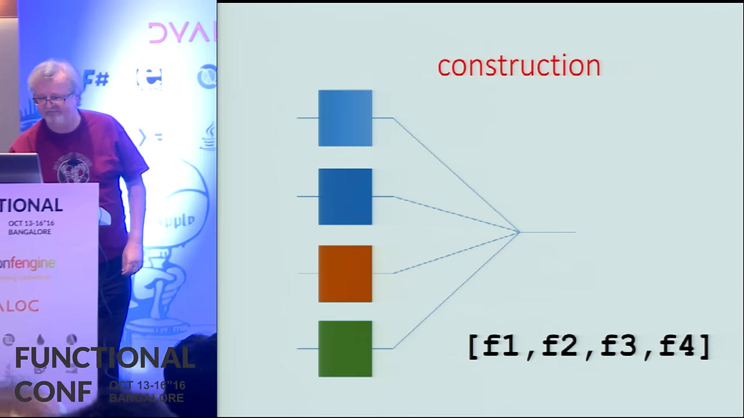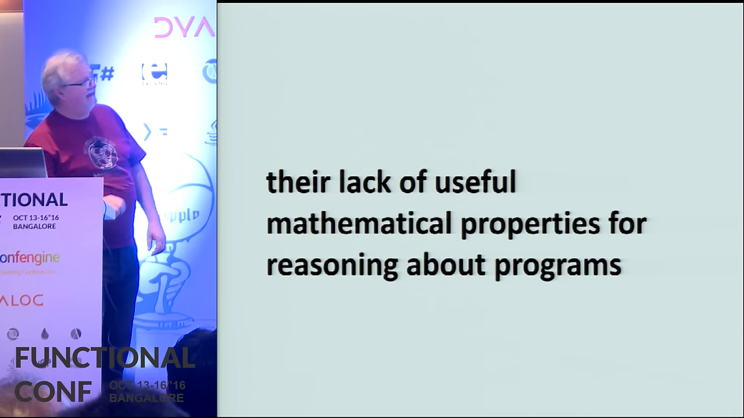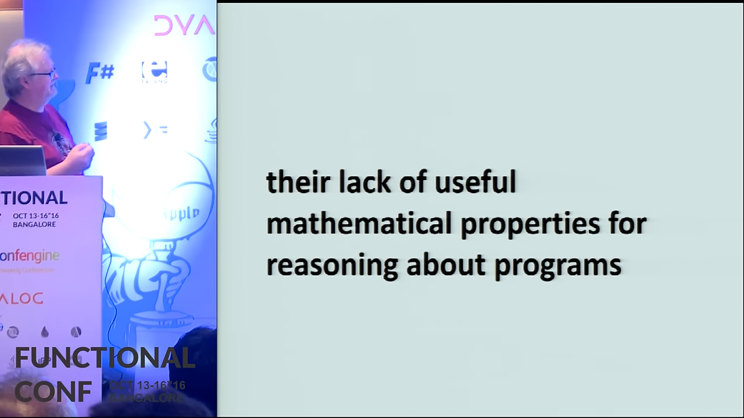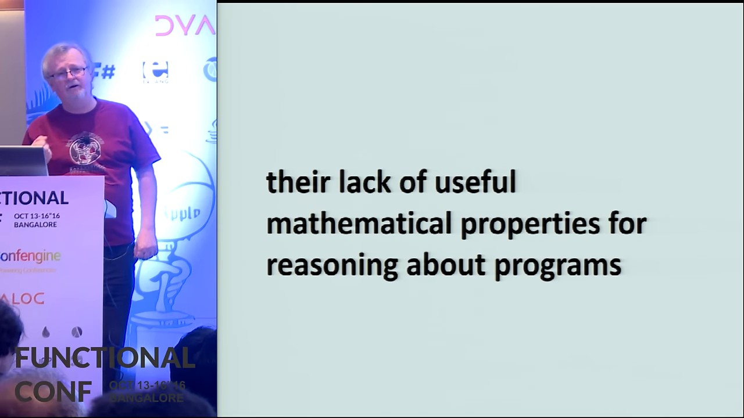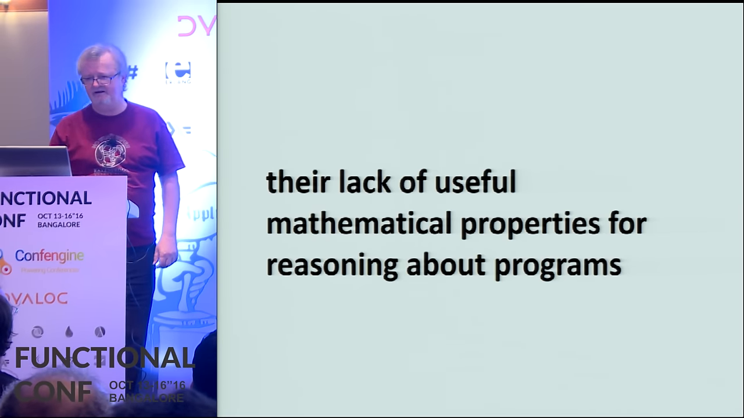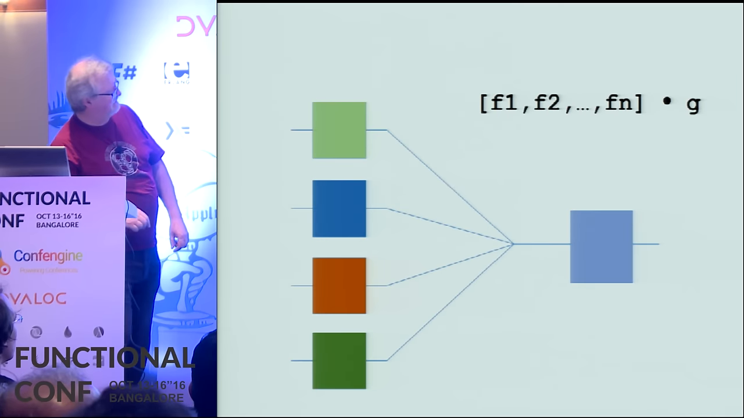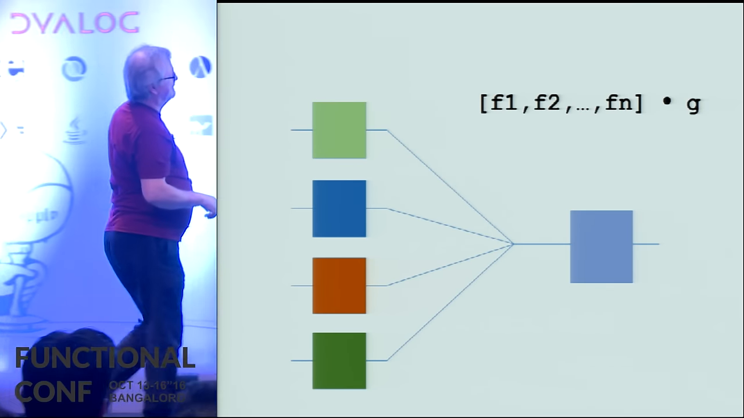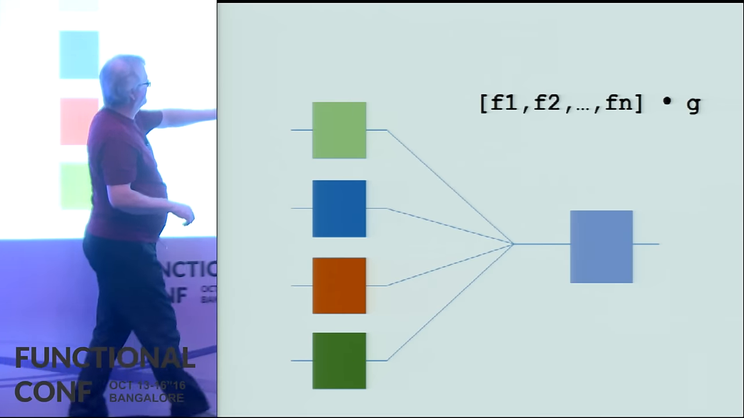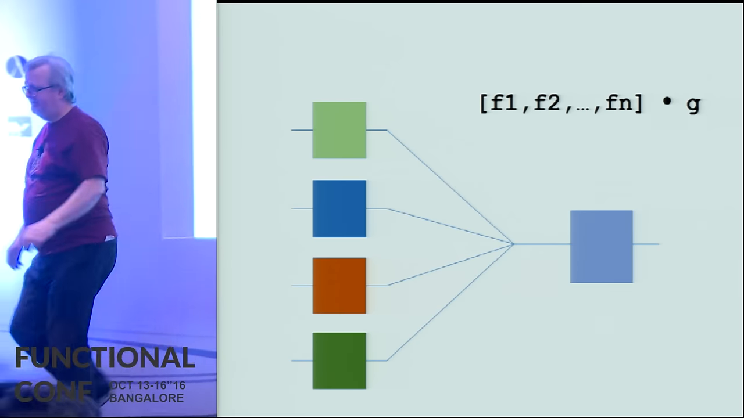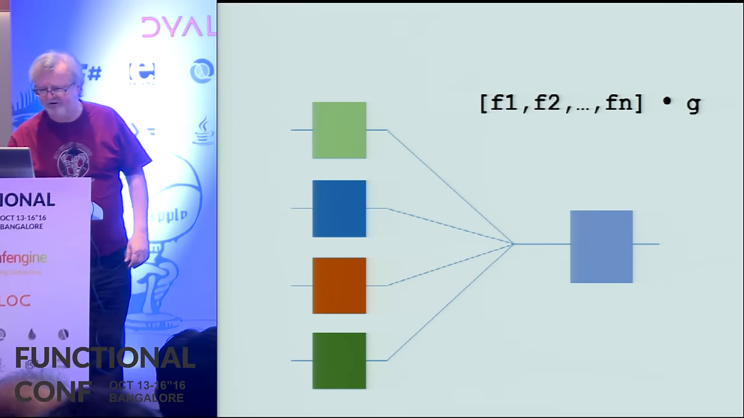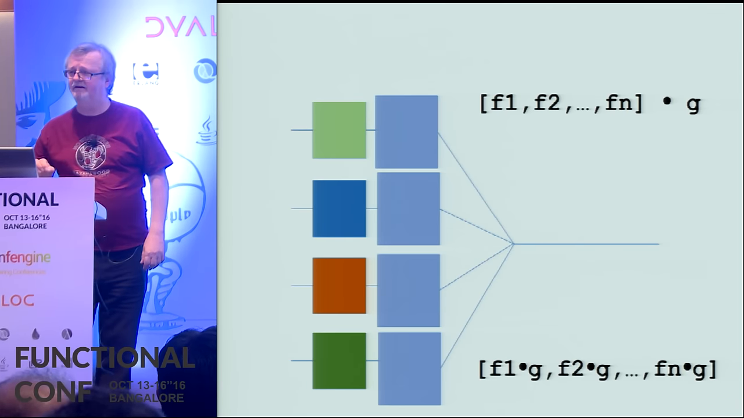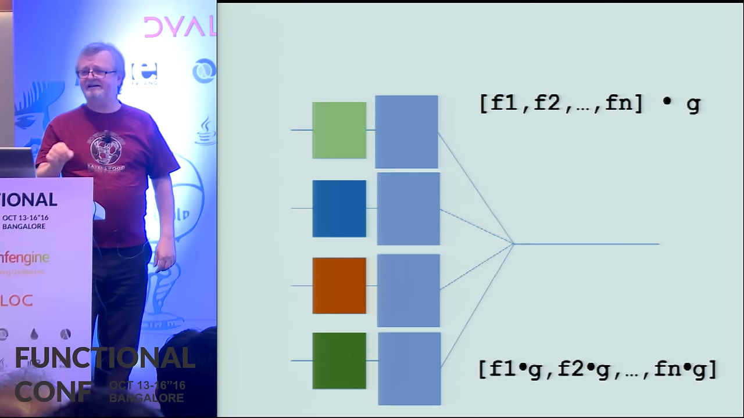What else is wrong with conventional languages? Their lack of useful mathematical properties for reasoning about programs. So Backus was also very concerned about laws. Here's one of his laws. This represents a composition of a construction with another function g. And if you look at the diagram, it's pretty obvious this will do the same thing as this, provided g has no side effects.